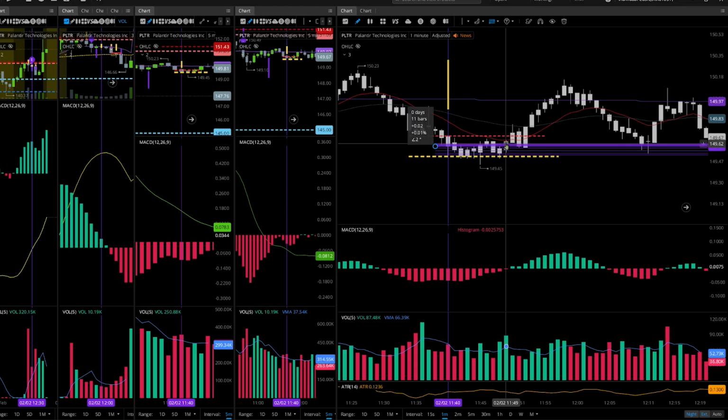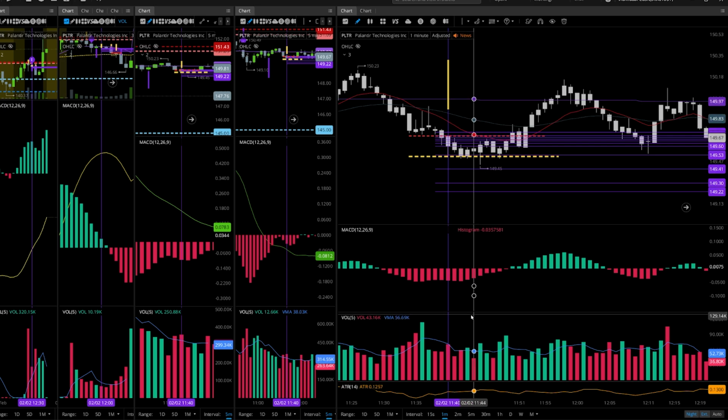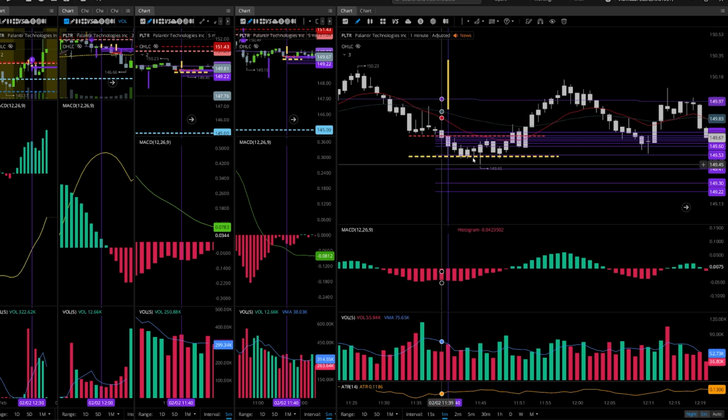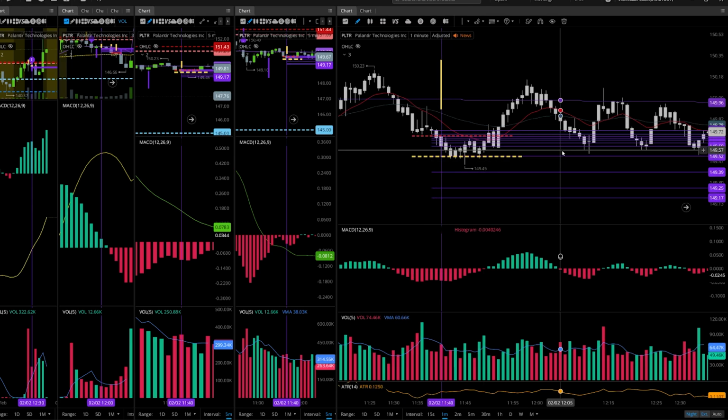Entry at the close of the candle, stop loss slightly above. That first target was hit around that dashed yellow line. That was another win.